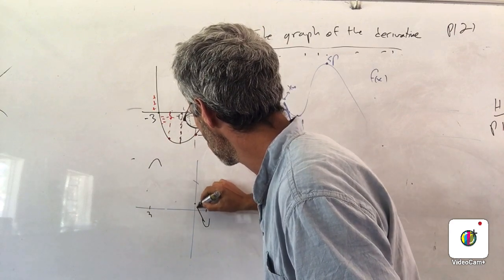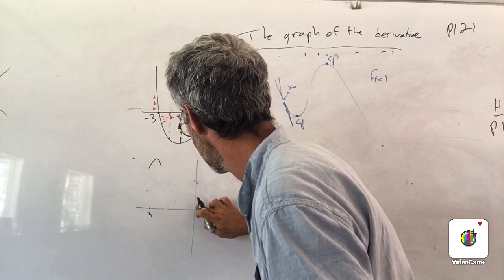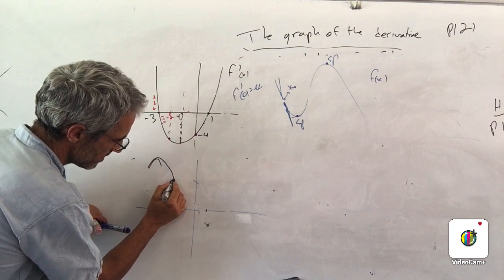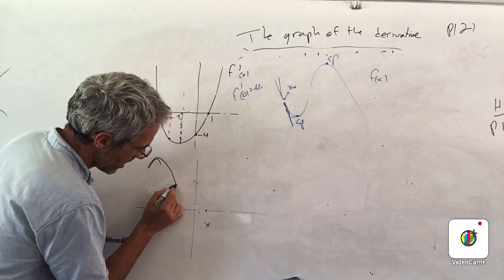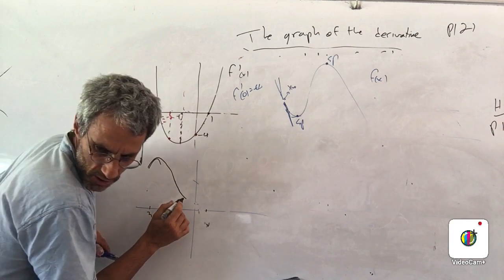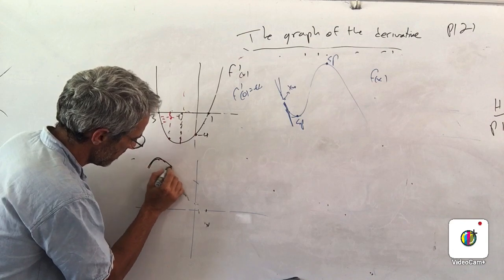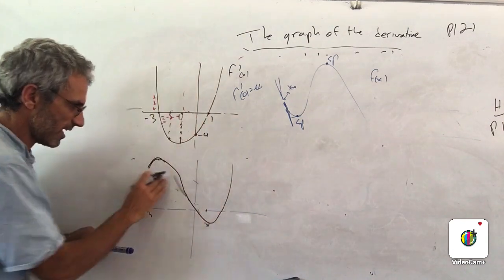Oh, this is a terrible drawing. I'll try and draw it. So it's going to be like this. Struggling here. And then we're going to have some kind of point of inflection. So it's going to be something like this, and like that. Something like that.